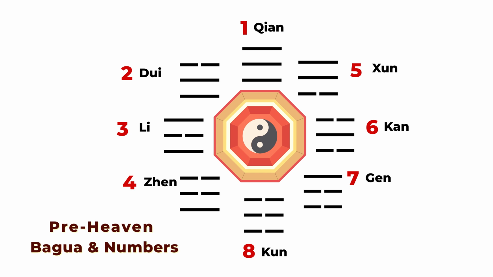And this numbering is based on the pre-heaven Bagua, or the Xiantian Bagua. In Bagua, we have the pre-heaven and the post-heaven. For this method, we are going with the pre-heaven Bagua. In the post-heaven Bagua, the related numbers will be different.